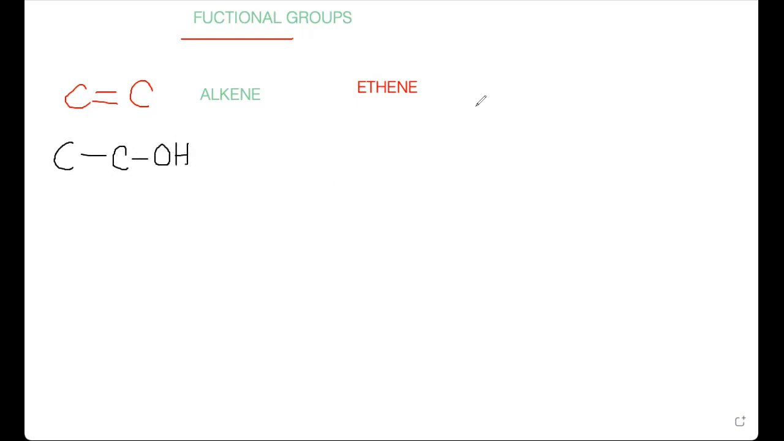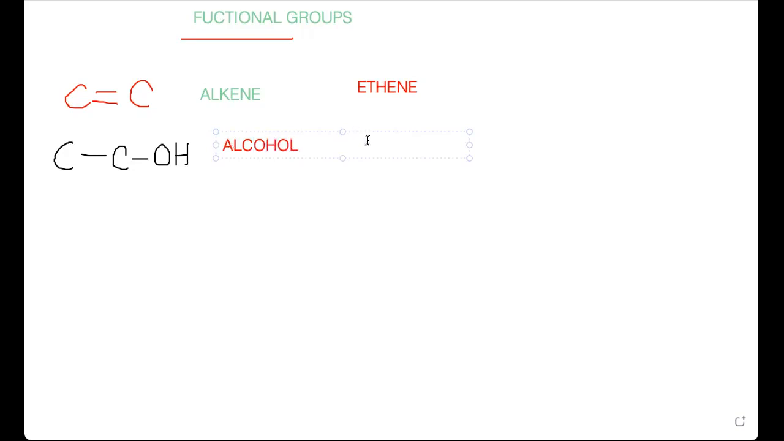There could be 1 OH, there could be 2 OH, there could be 3 OH. It depends. The chain will be changed. I mean, the name will be changed, but actually that will remain alcohol. So what is this? Alcohol. Functional group is alcohol.